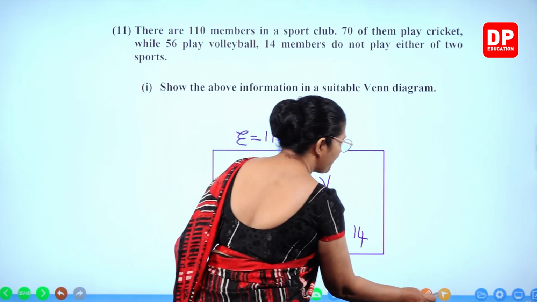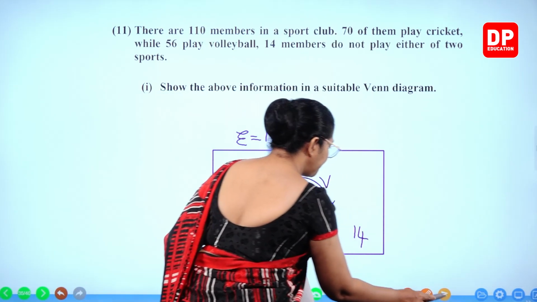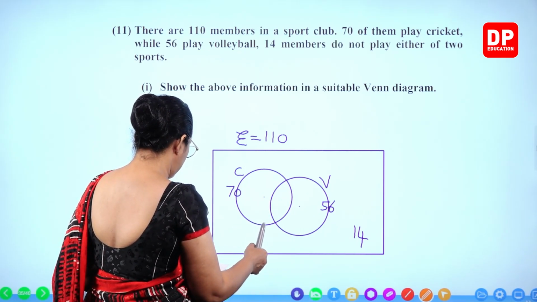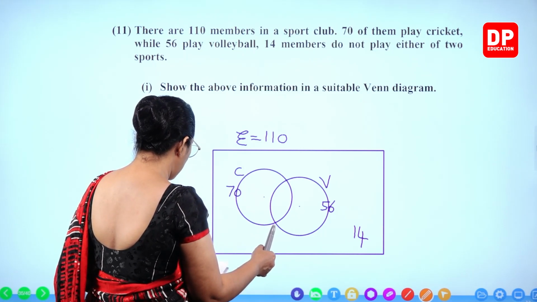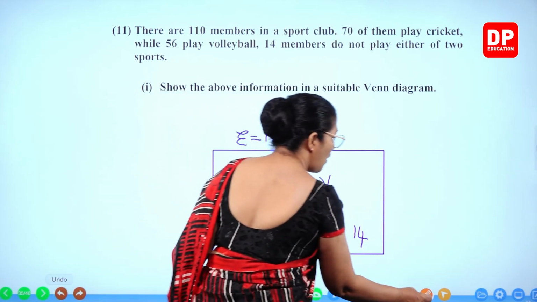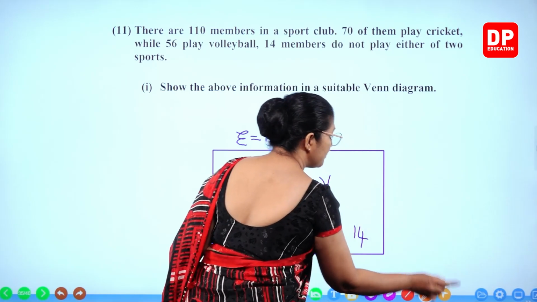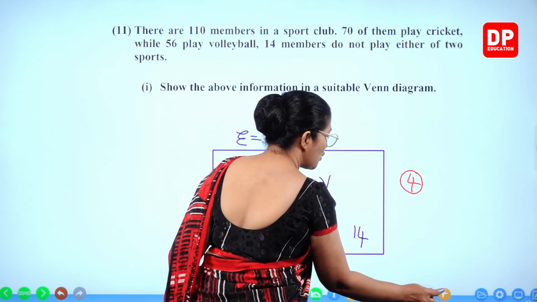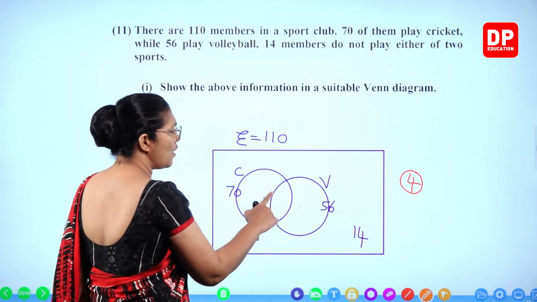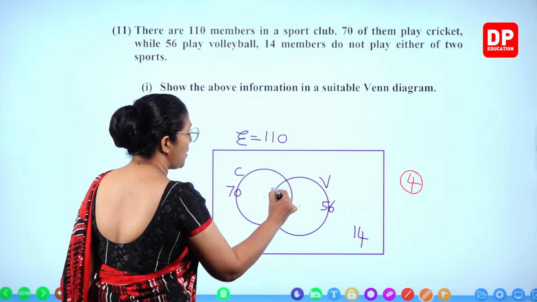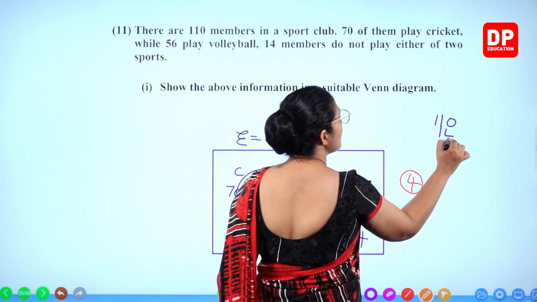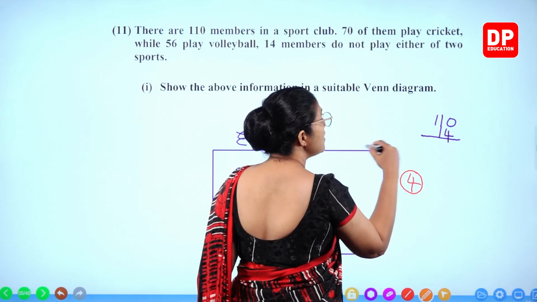So how many marks are you getting for that part? You are getting 4 marks. That means you have to fill in all the information, not only this one. We'll fill in all the information to get 4 marks. So what information do you have to fill in? You can get each of these values. So how do you find the intersecting area, this part? What we can do is 110 minus 14, which should be everything inside the 2 circles.